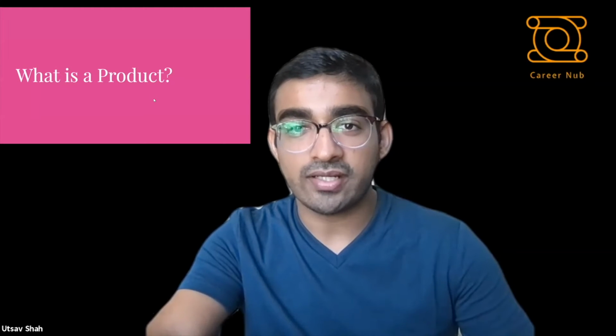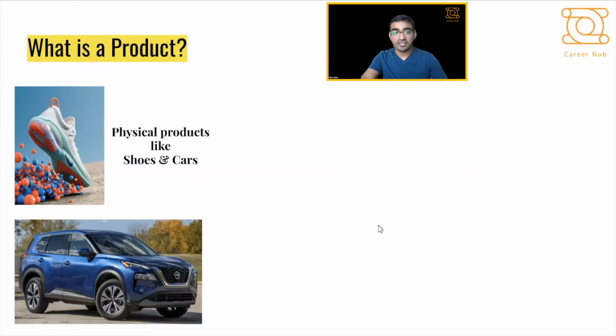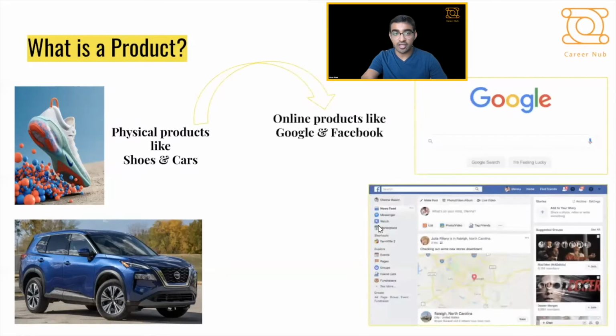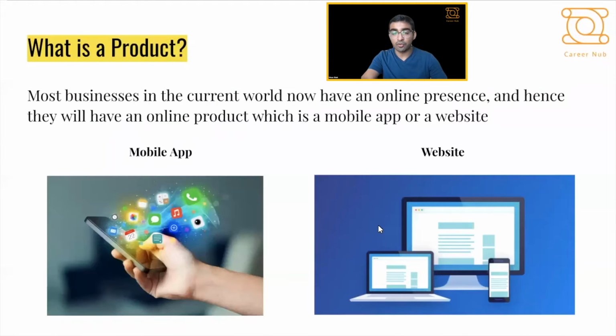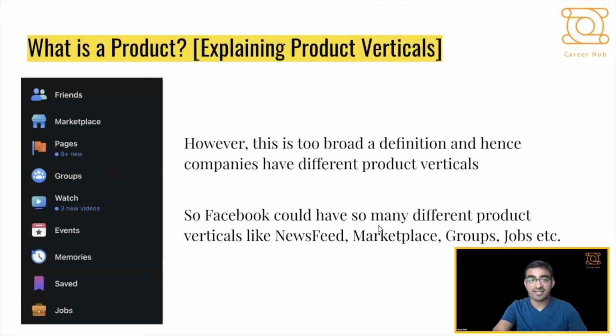All right, what is a product? Over the years, the definition of product has changed from just physical products like shoes and cars to now online products like Google and Facebook. Most businesses in the current world now have an online presence, and hence they'll also have an online product, which is probably a mobile app or a website. However, this is too broad a definition, and hence companies have different product verticals.